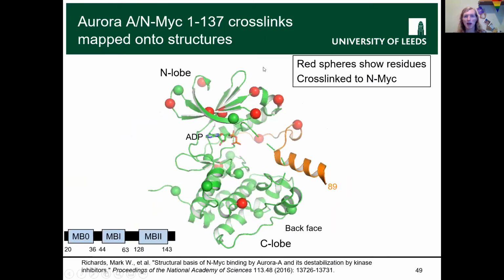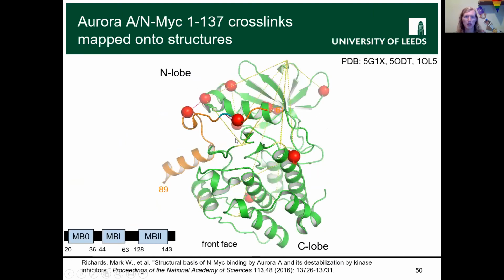And then we can annotate the original structure that we found. The red spheres on this crystal structure show where we have crosslinks to NMYC, and you can see that we have a diverse spread of them. Then you can also do some annotation, showing that yes, actually our cross-linking does match up with what we see in our crystal structure.